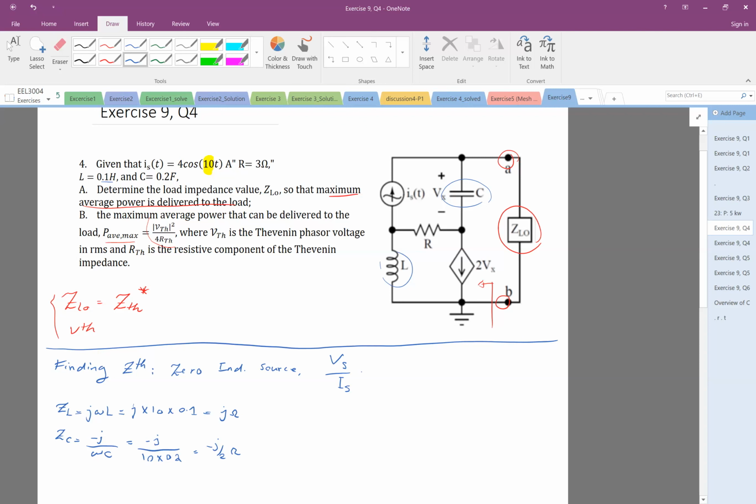Also for later use, the phasor for the source is 4, it's a cosine, so the angle is zero. Okay, so this is also our source. Very good. So let's remove the source, and I put the test voltage VS, with current IS.